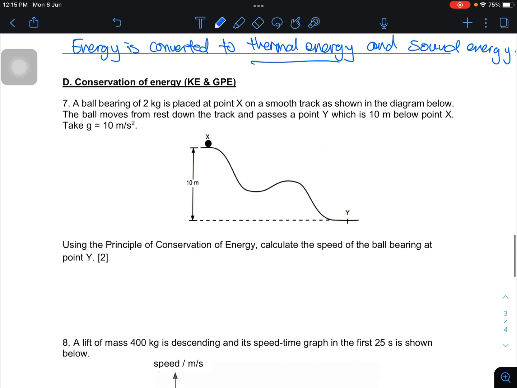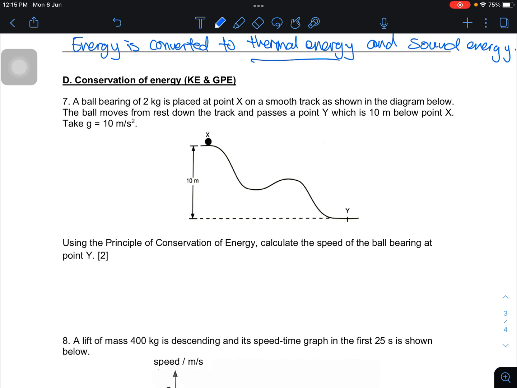Part D, conservation of energy. We are going to talk about how energy is usually converted between kinetic energy and gravitational potential energy. A ball bearing of 2 kg is placed at a point X on a smooth track as shown. The ball moves from rest down the track and passes a point Y, which is 10 meters below point X. Final point, initial point. Using the principle of conservation of energy, calculate the speed of the ball bearing at point Y.